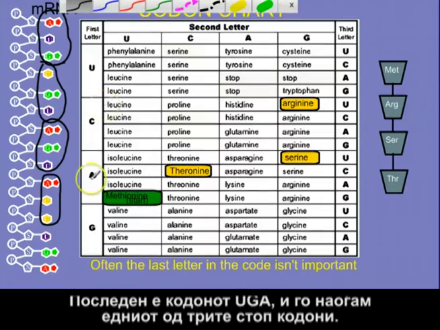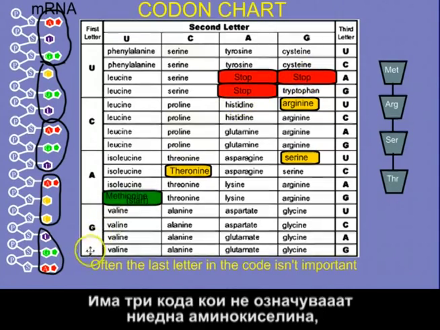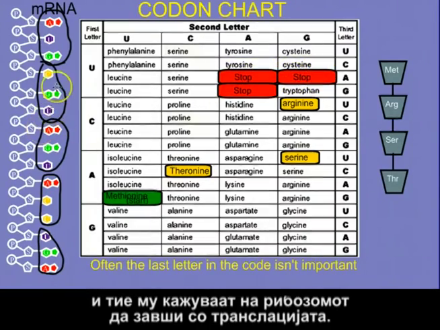And finally, I get to the codon UGA. And so when I use my codon chart to find UGA, I interestingly find one of 3 stop codons or termination codons. There are 3 codons that do not code or do not have a corresponding amino acid, and they tell the ribosome that that's the place to stop the translation. So we're done building our amino acid sequence.